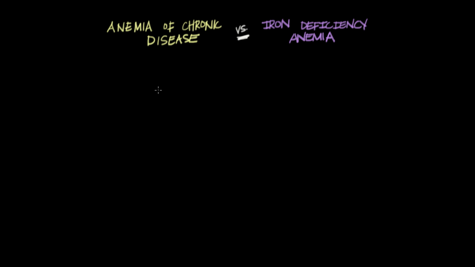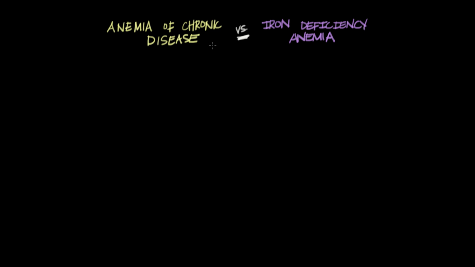So let's talk about some of the differences between anemia of chronic disease and iron deficiency anemia, because really, these two diseases present very similarly. Both of them are going to have patients that present with signs and symptoms of anemia. So patients that are chronically fatigued and feeling weak, looking paler than usual, and maybe experiencing some shortness of breath.